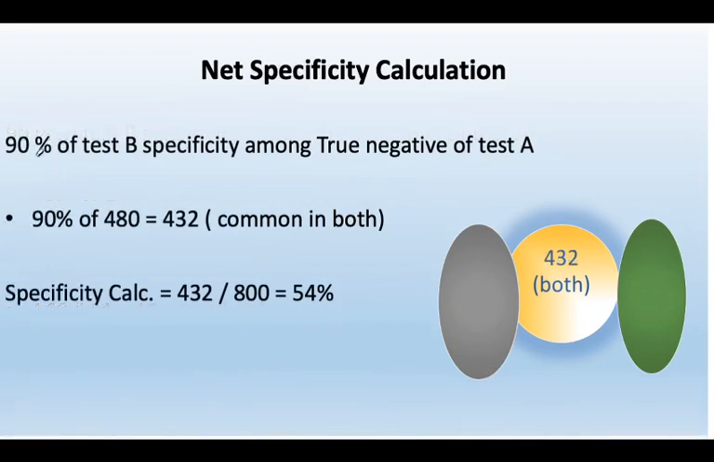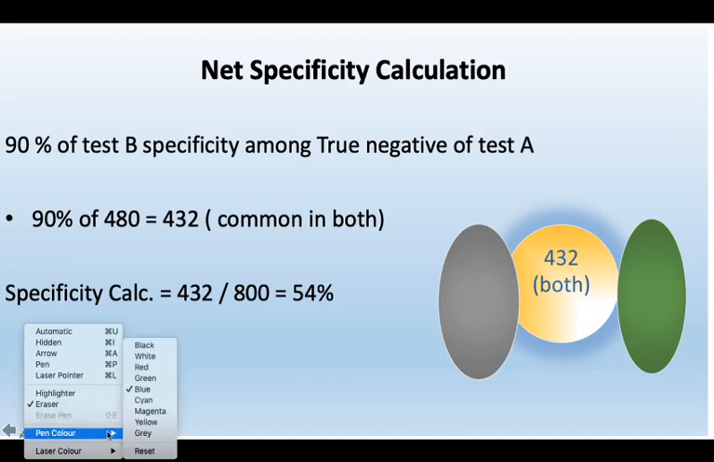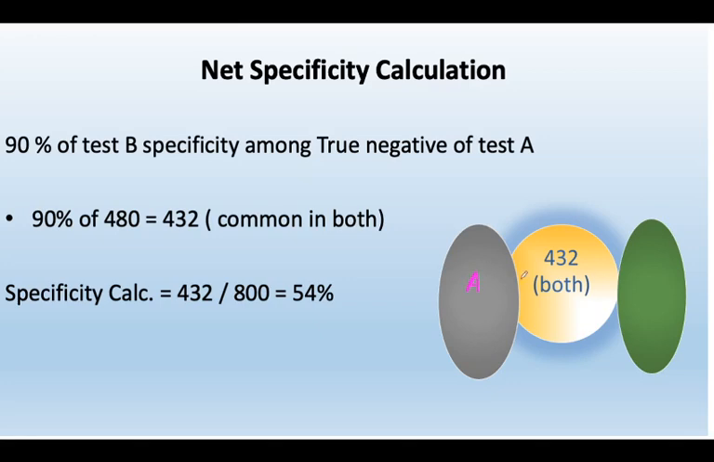But if you look closely, the 90% of test B specificity among true negatives of test A, the value says that 432 are being identified, declared as negative by both the tests. So it's like a sort of consensus between two tests. You can judge the findings by the color match as well. So this is test A, let's say this is test A, and this one is test B. So 432 individuals out of 1000 are those which were exonerated, which are declared negative by both test A and test B. They are common, 432 individuals.